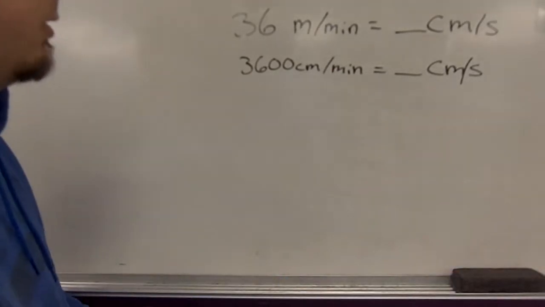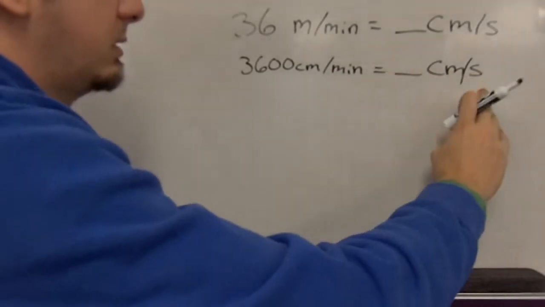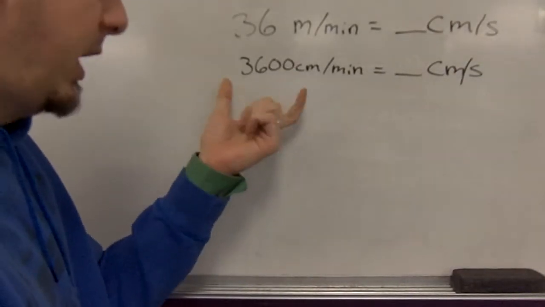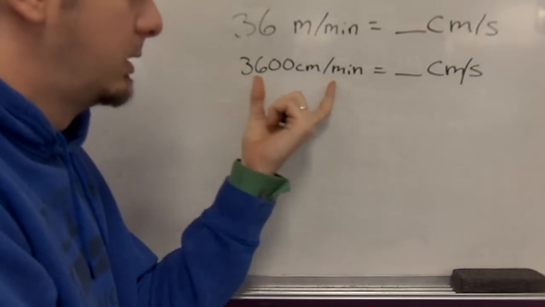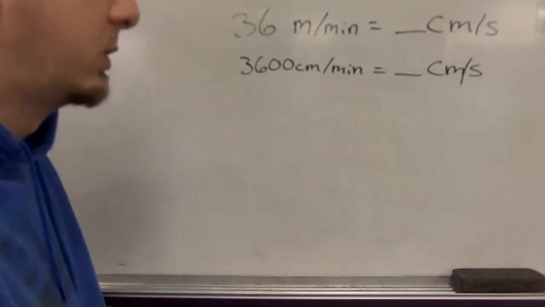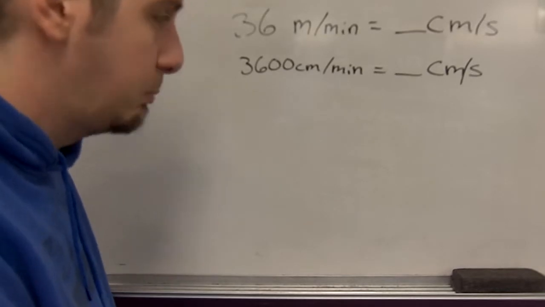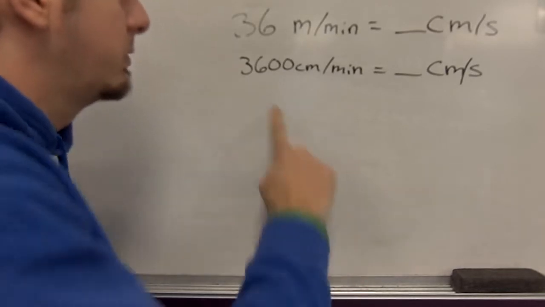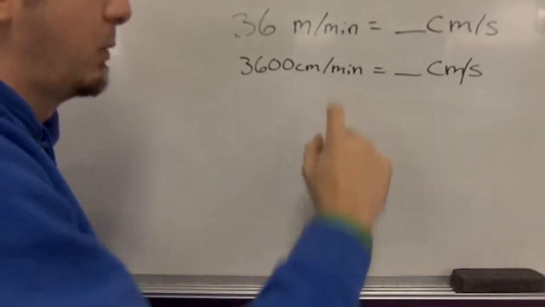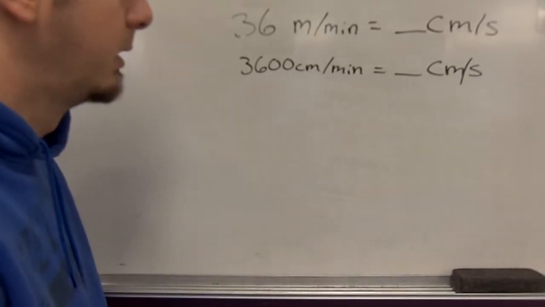Okay, at this point I need to convert my minutes to seconds. I went 3,600 centimeters in 1 minute. So now I want to know how many centimeters did I go per second. At this point I'm going to have to divide, because the number of centimeters I went per second is definitely going to be smaller than the number of centimeters I went per minute. So I wouldn't want to multiply there.